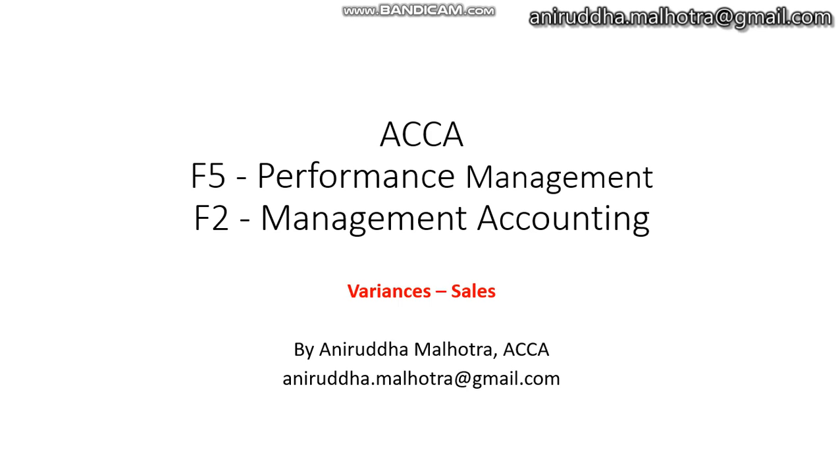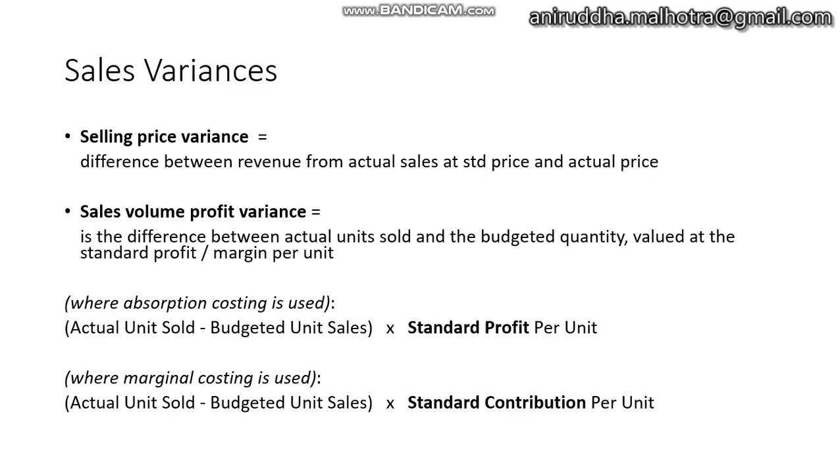Sales variances are of two types. One is your sales price variance and the other is sales volume variance. We'll look at both of them in detail and then follow it with an example. So the first one, sales or selling price variance.